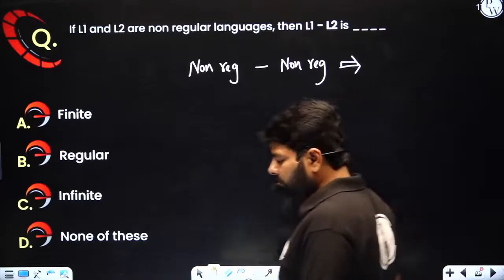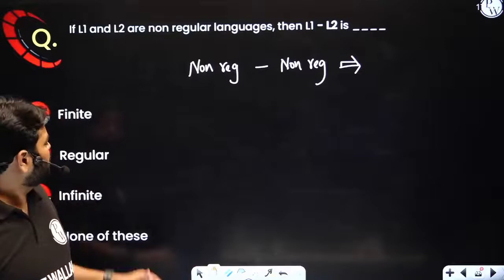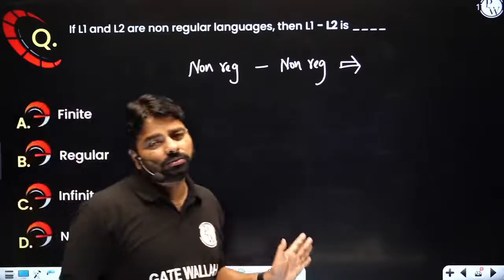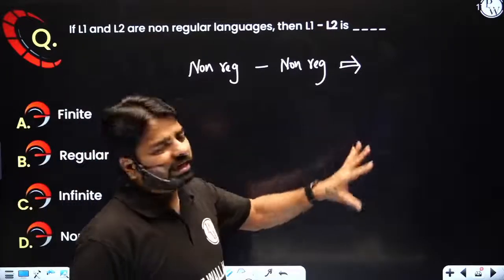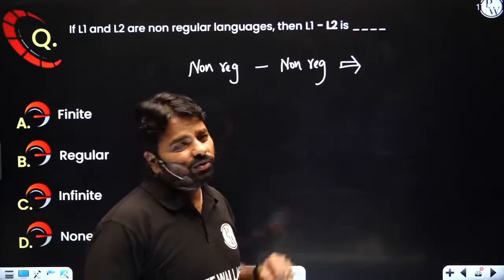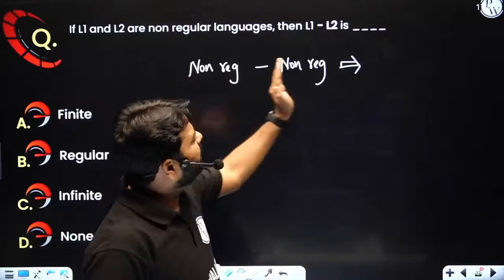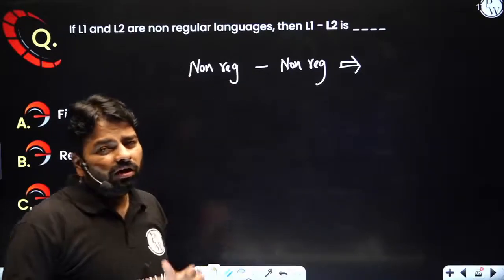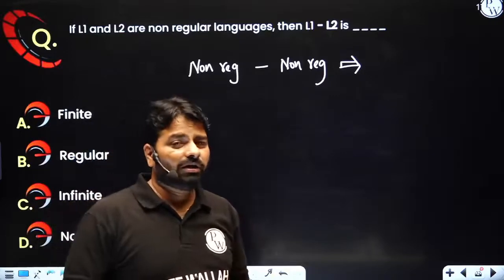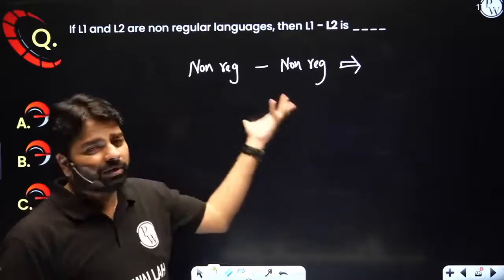Non-regular minus non-regular. Now you have to think about it: you have only three options here, right? Another option is non-regular. So think about all the cases. Do you get finite? Do you get regular? Do you get infinite? Do you get non-regular? Think about all the possibilities. Non-regular minus non-regular: you have to take infinite only, and that too non-regular. Infinite and non-regular, because a finite language can never be non-regular.